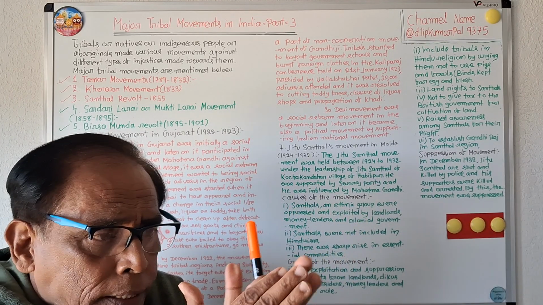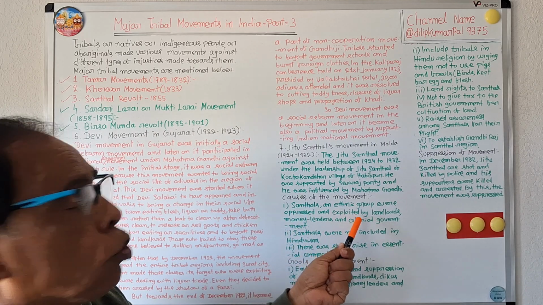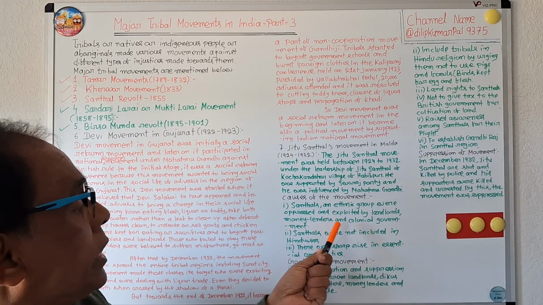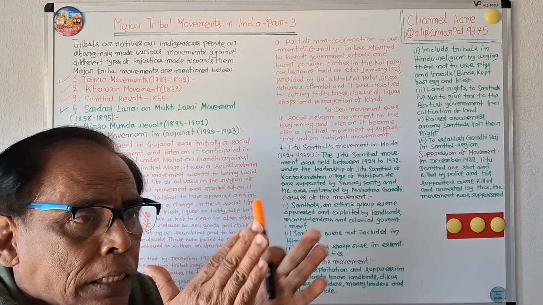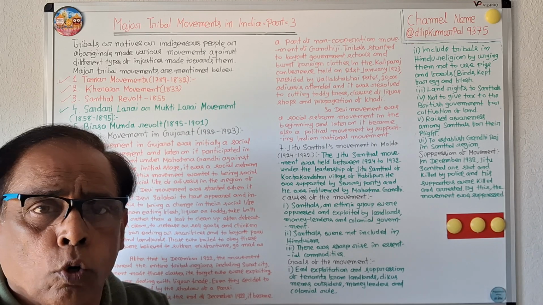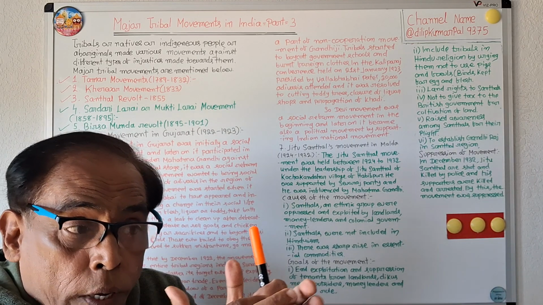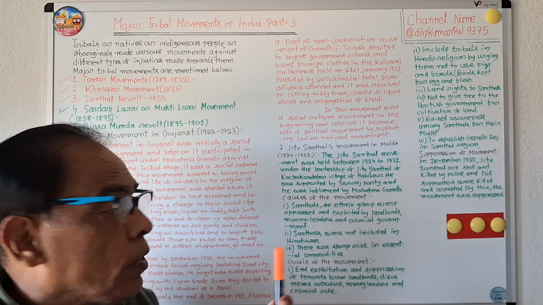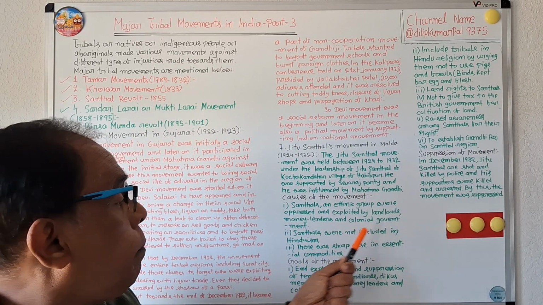Causes of the movement. Why did the Jitu Santhal movement take place? Santhals, an ethnic group of tribal people, were oppressed and exploited by landlords, moneylenders and the colonial government. It was the first cause.